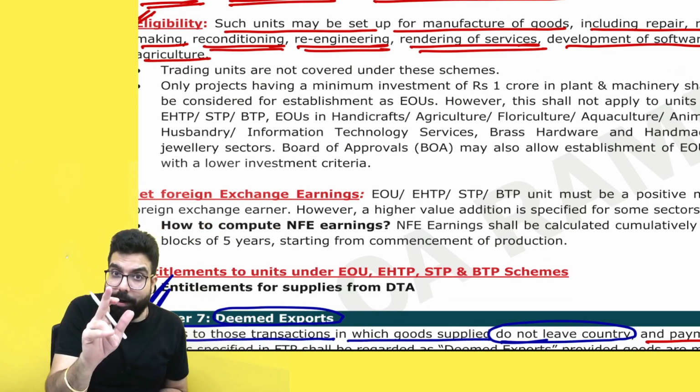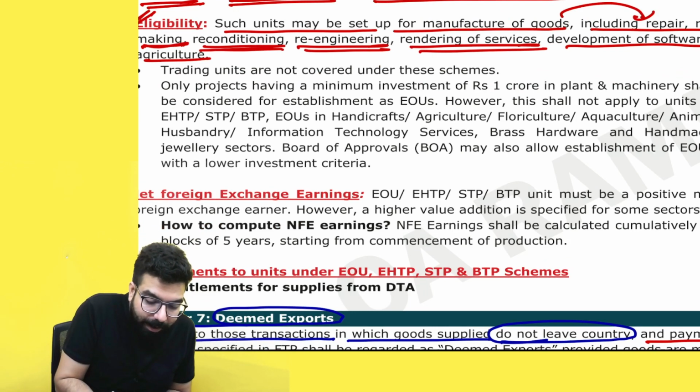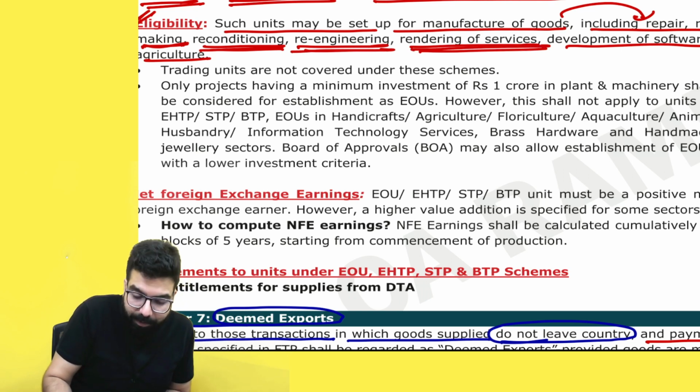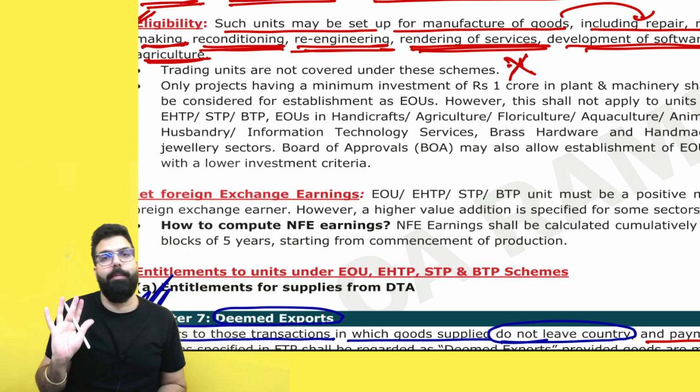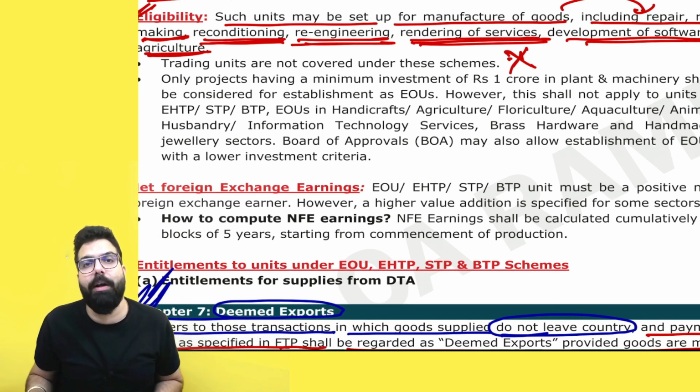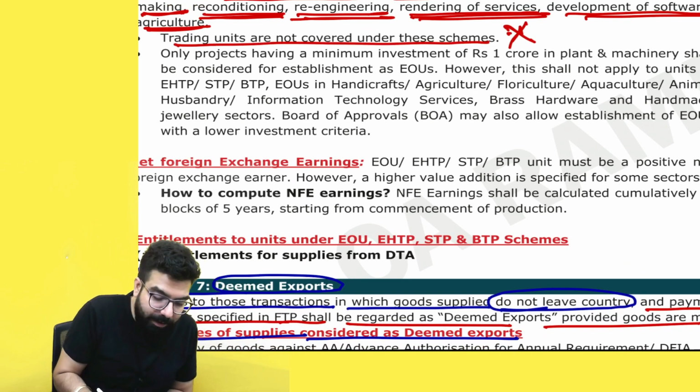Okay? But those who are into manufacturing, including repair, remaking, reconditioning, re-engineering, rendering of service, development of software or agriculture are eligible. Remember, trading units are not eligible. Trading units are not eligible to set up under the EOU, EHTP, BTP scheme. Trading units are not covered under this scheme. Very very important. They can ask you one question in the exam.